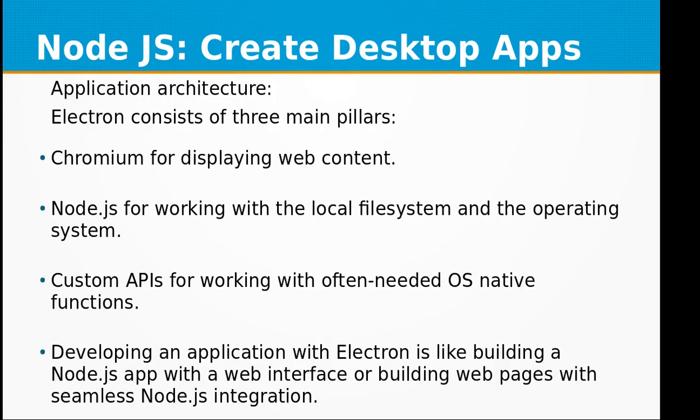Okay, let's look at the application architecture of Electron. Electron consists of three main pillars: Chromium for displaying web content, Node.js for working with the local file system and the operating system, and custom APIs for working with often needed OS native functions. Developing an application with Electron is like building a Node.js app with a web interface or building web pages with seamless Node.js integration.